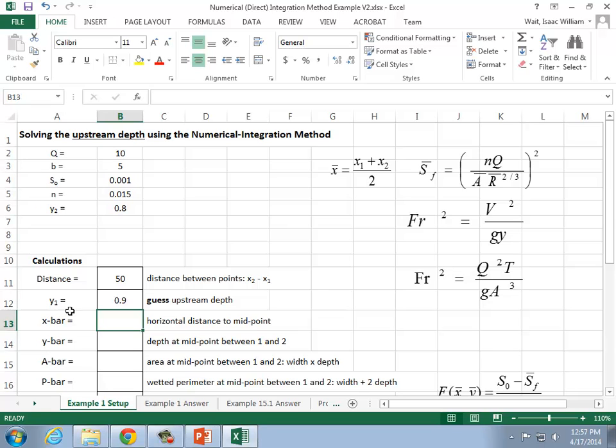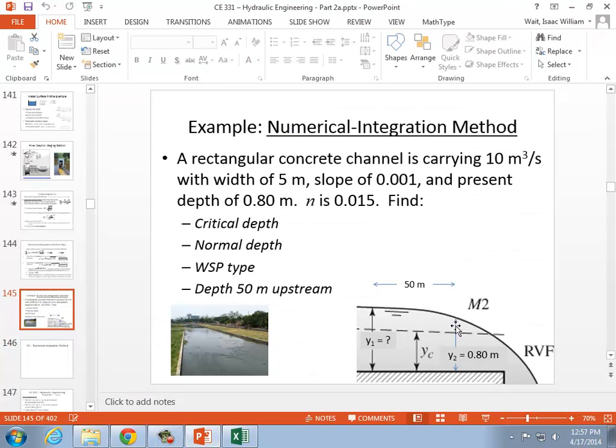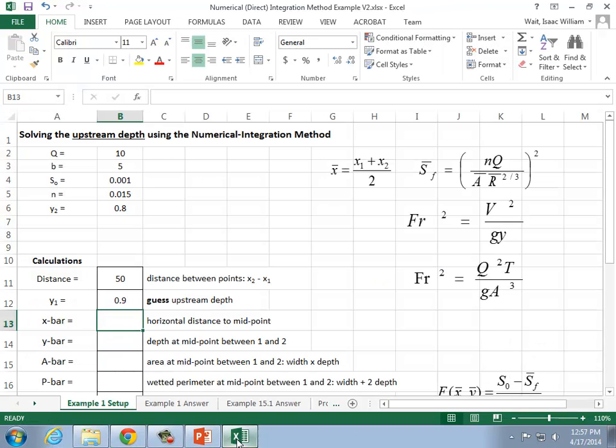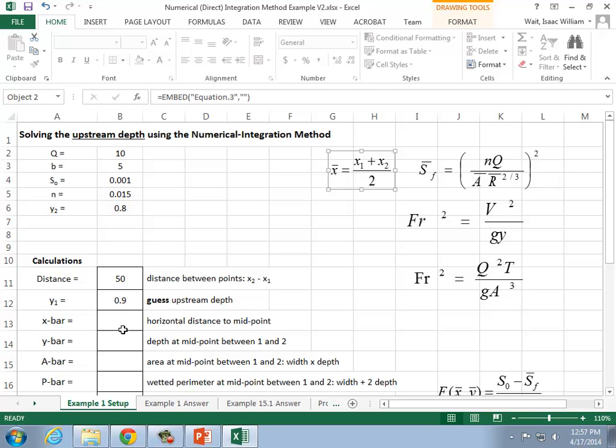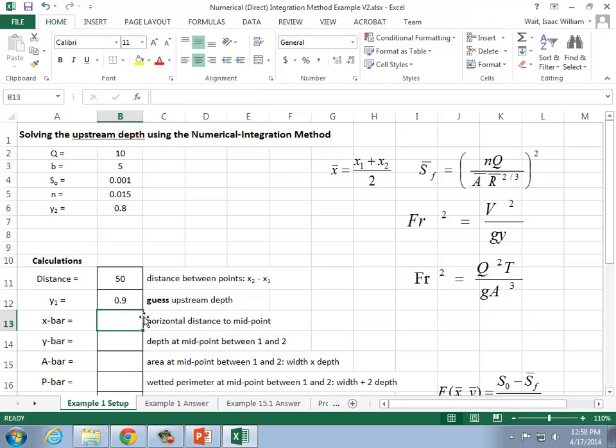Okay, now x bar means how far it is from the known location, halfway between the downstream depth, where I know the 0.8 is the depth, and the upstream location where I don't know it. Since they're 50 meters apart, the midpoint is 25 meters from y2. So the formula here for x bar, you can see, is simply the distance divided by 2.